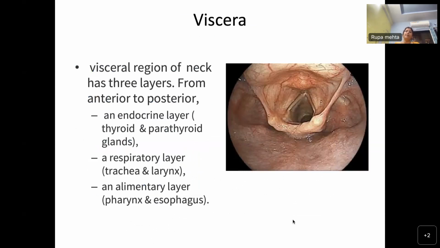Now, the visceral layer, we said, has 3 layers: an endocrine layer, that is the thyroid and the parathyroid glands; a respiratory layer, trachea and larynx; and an alimentary layer, pharynx and esophagus. Now, each of these is a class in itself. So, I'll just be providing you an overview of all these, and then we'll be discussing the pertinent points.